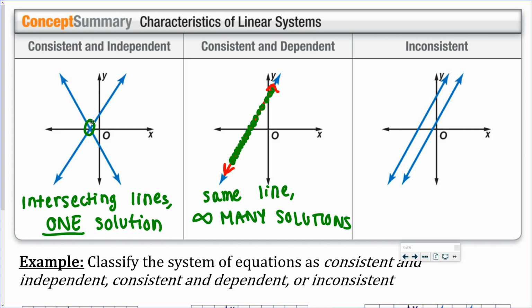Okay, then the only other possible system we could have is if the lines end up being parallel, which means they never intersect. We call this an inconsistent system because there's no solution. There's no points that would lie on both lines. Therefore, there's no solution to the system.